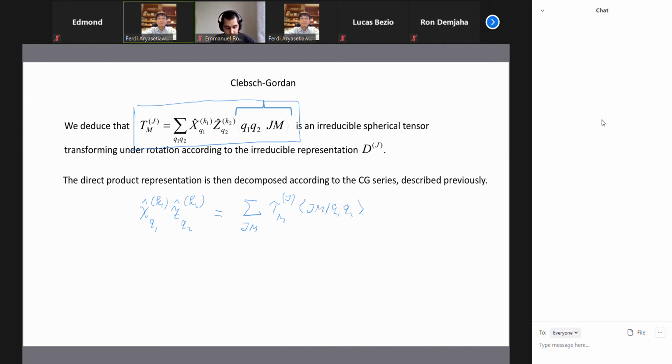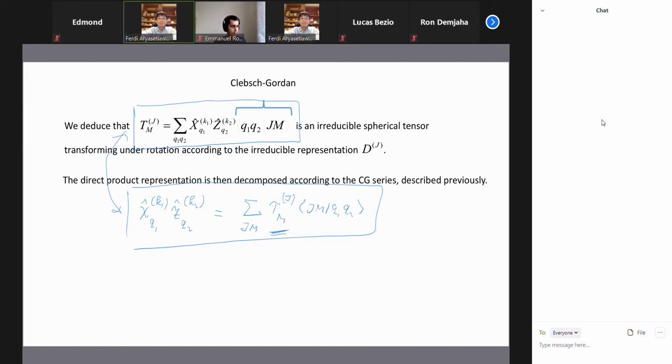Yes, it is. These two are just connected to each other. You just use the orthogonality of the Clebsch-Gordan coefficients. So this is how the decomposition of the dyadic that we had in the beginning as an example was done.